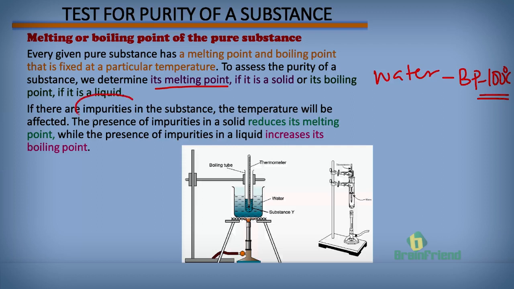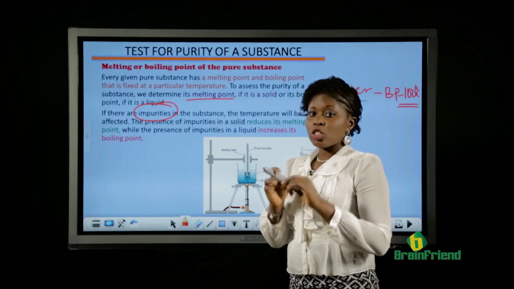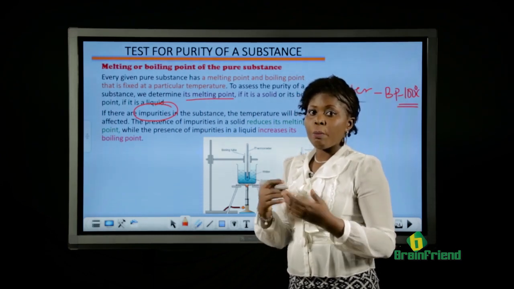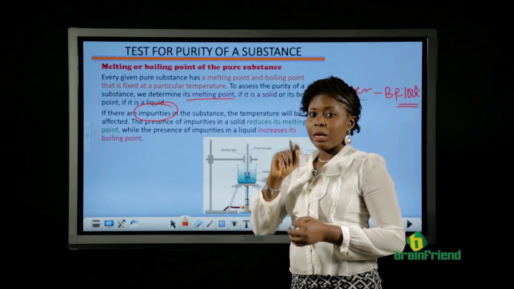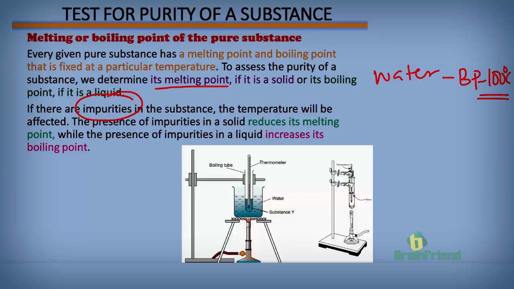If there are impurities in that substance, the temperature will be affected, all right? That particular temperature at which that substance is supposed to boil or melt will be affected by the presence of an impurity. Now, the presence of impurities in a solid substance will reduce its melting point, while the presence of impurities in a liquid substance will increase its boiling point.